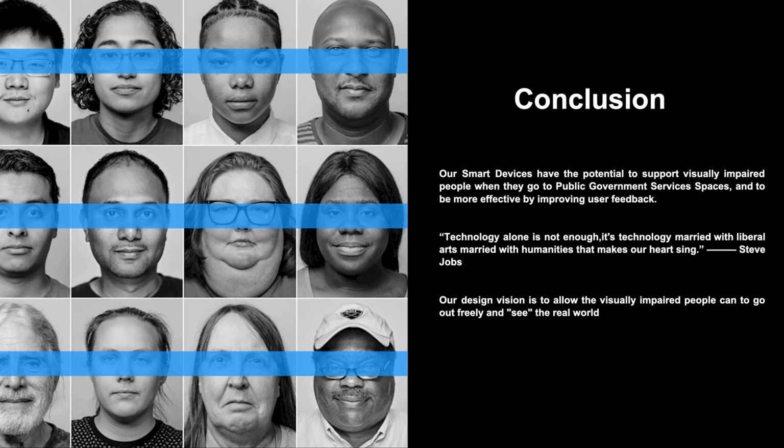Steve Jobs once said, Apple's products are strong because they always stand at the crossroads of liberal arts and technology. So our design vision is to allow visually impaired people to go out freely and see the real world.